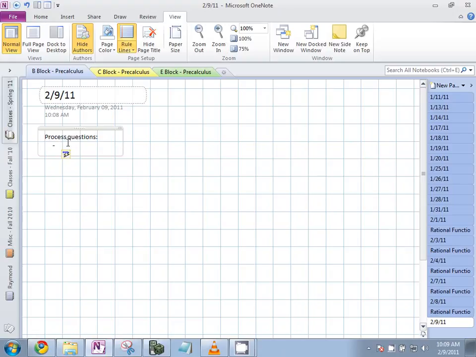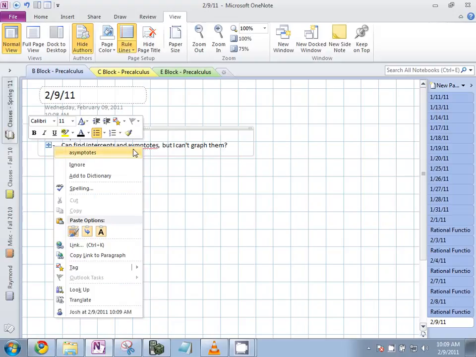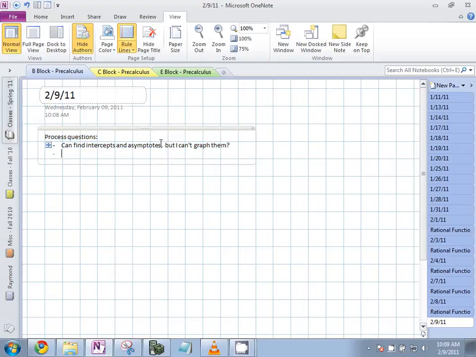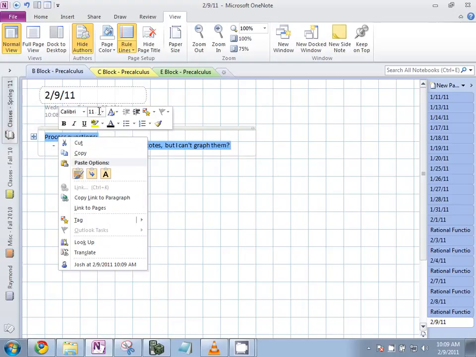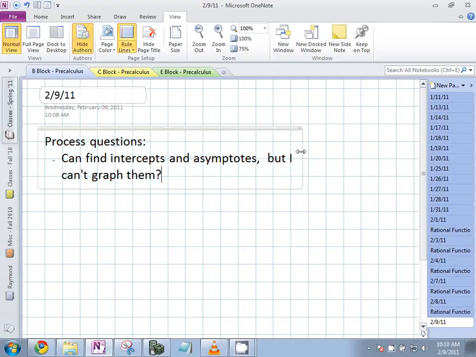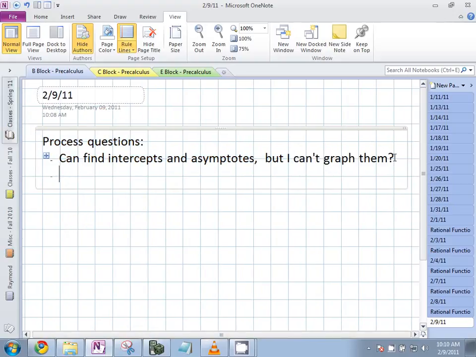I can find the intercepts and all of the asymptotes, but I don't know how to graph. But I can't graph them. Okay. Anything else? Any other process questions that you ran into? Yep. Yeah, go ahead. Pass. Okay.